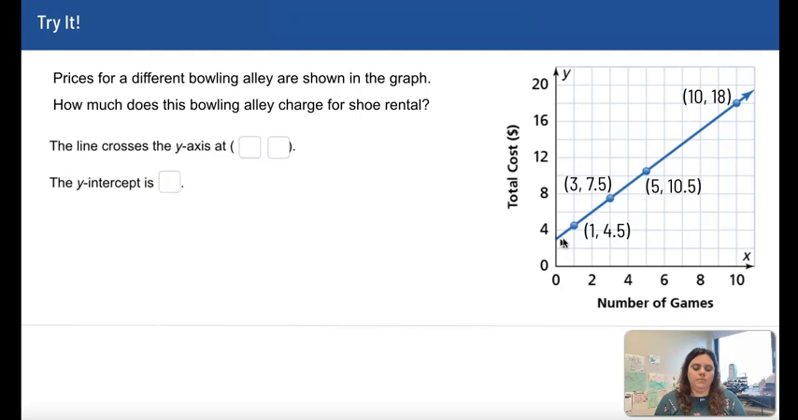In this problem, the slope, or the cost per game, is $1.50. So when we subtract that off of 1 game, when we take 4.5 minus 1.5, we get 3. The line crosses the y-axis at (0, 3), and the y-intercept is 3.